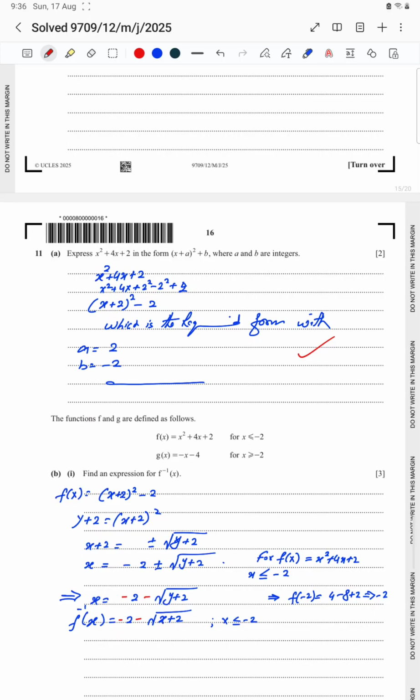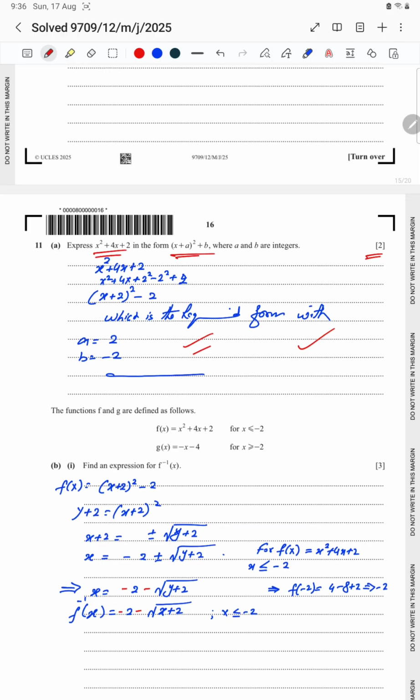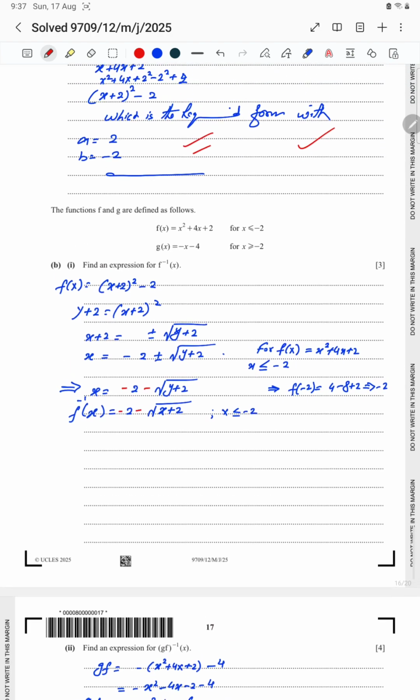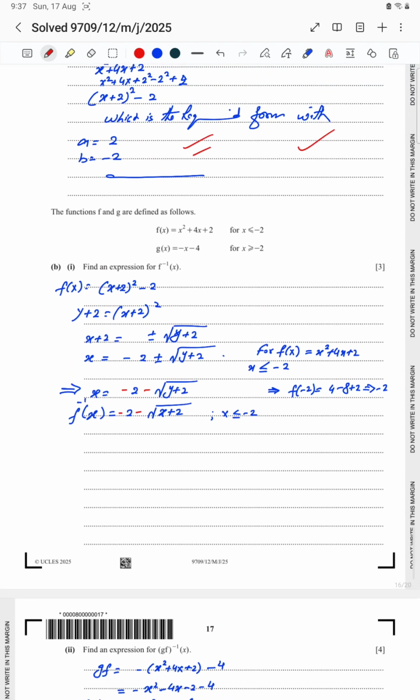And there is a 2 marks bonus question, again using the completing the square method. You need to solve it to get the expression in this form, and find what A and B stand for. In the B part, you are given two functions f and g here. F is the same as we did in part A, that is, in the completing square form. We can write it and we need to find its inverse.